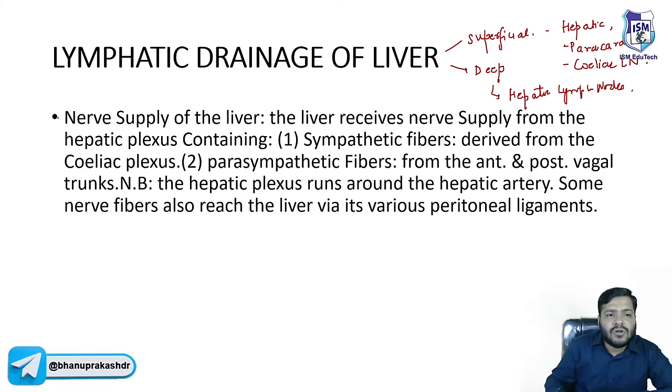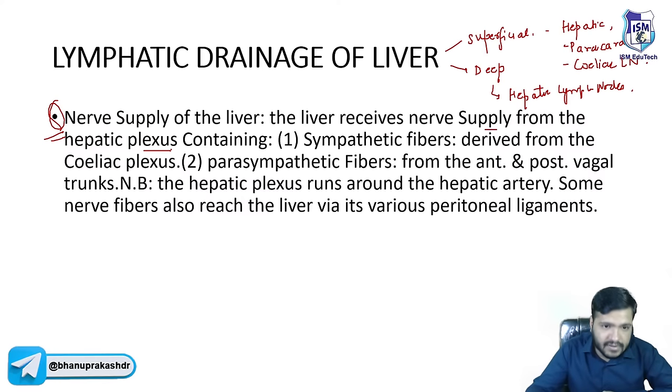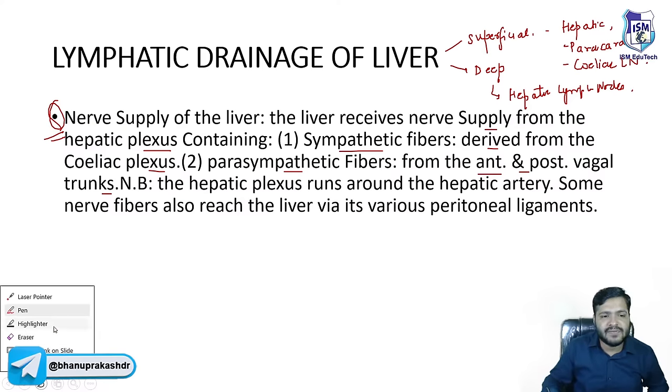After that, if we talk about the nerve supply, the liver receives the nerve supply from the hepatic plexus. Now, when I say plexus, it is a network of nerves. We have sympathetic fibers, basically derived from the celiac plexus. Parasympathetic fibers are derived from the anterior and posterior vagal trunk. Those are two points you have to remember in nerve supply as well.